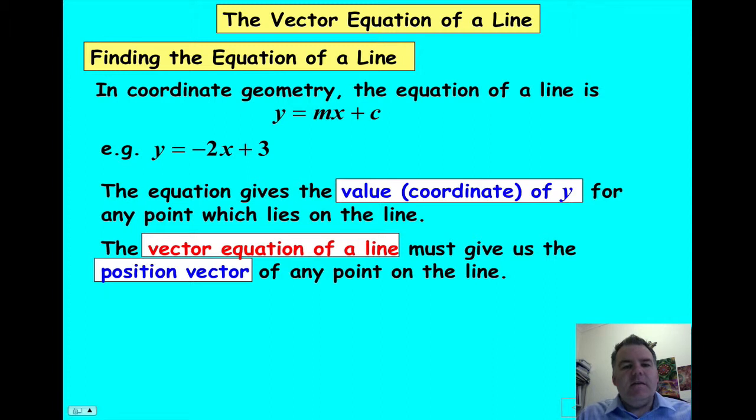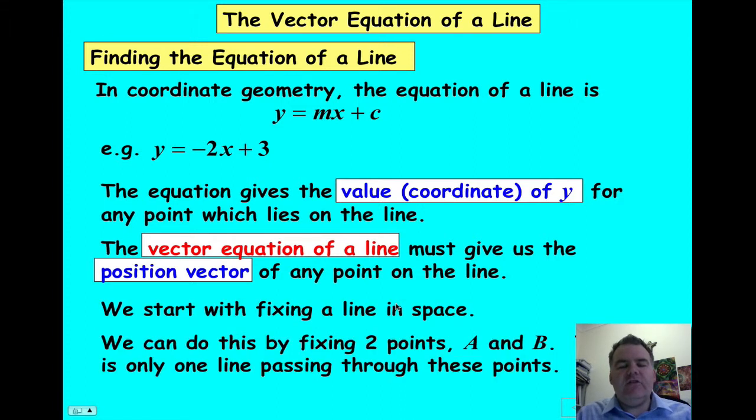Okay, the vector equation of a line is different. The vector equation of the line gives us the position vector of any point on the line. So this equation here tells us if I've got an x value, I can tell you the y value, or the other way around. If I tell you a y value, I can give you an x value, not the vector equation of the line. It's quite different. So let me show you how we get this equation.